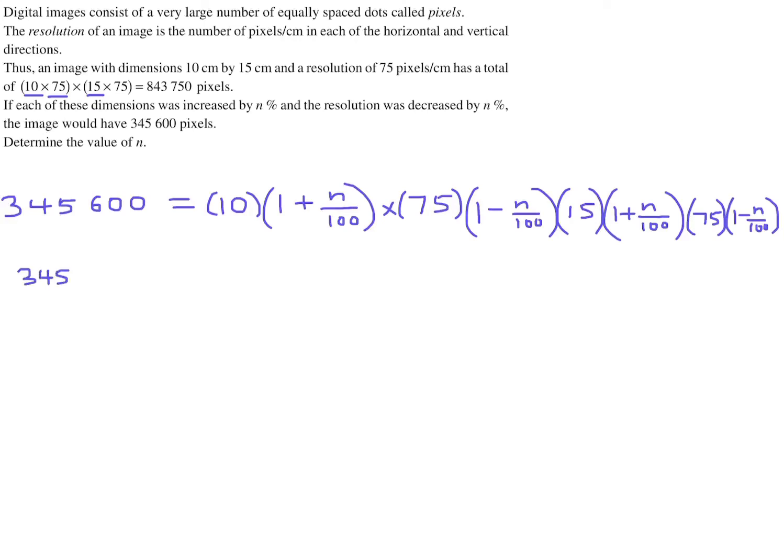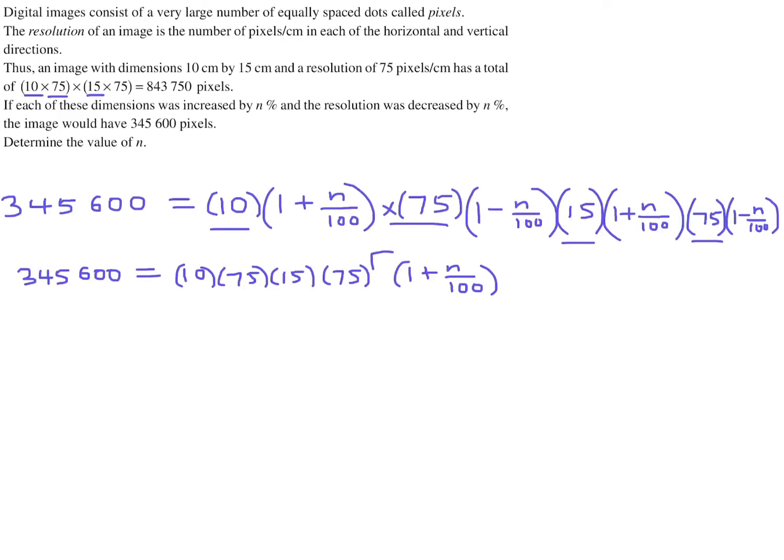So 3, 4, 5, 6, 0, 0. What I'm going to do is put all the numbers out front, and then I'll just have n. So I got 10 here, I got 75 here. I've got the 15, and I've got the 75, right? And then that leaves me with 1 plus n over 100. And then I think there's 2 of them, right? And then I've got 1 minus n over 100. Correct? And there's 2 of them. There's 2 of these guys and 2 of these guys. So that's basically all squared if you were to put it together.